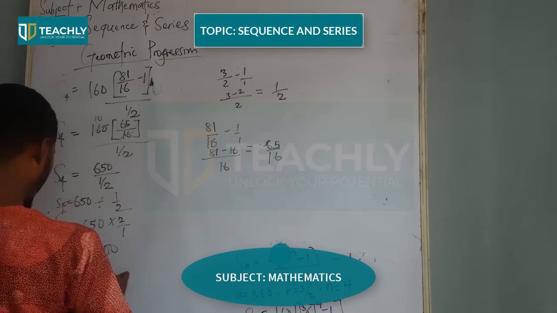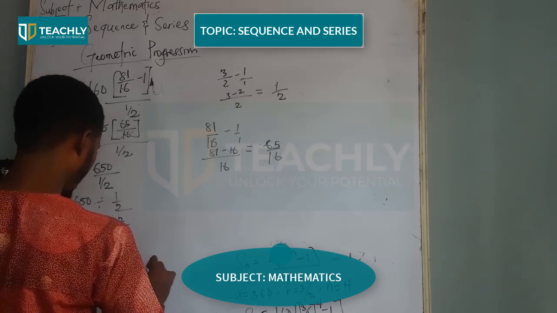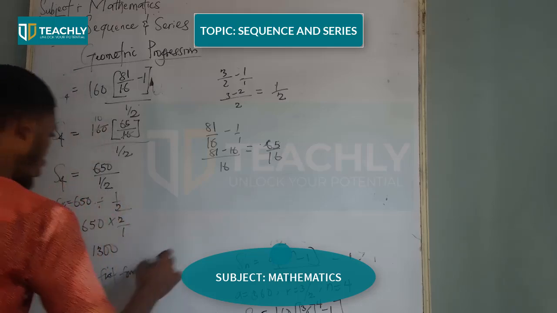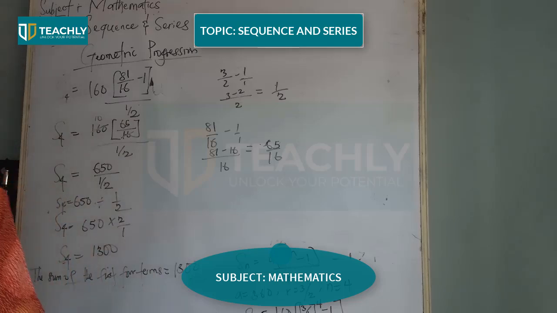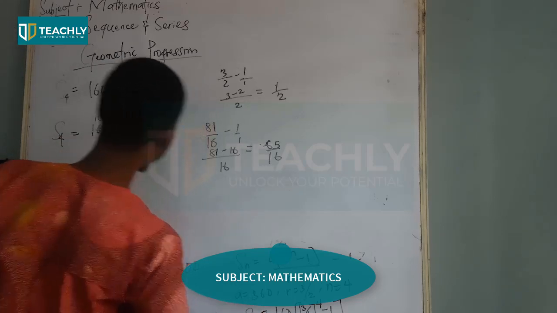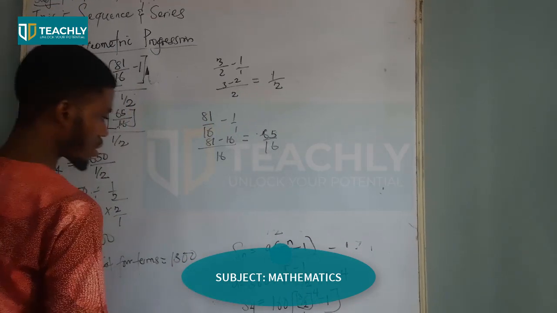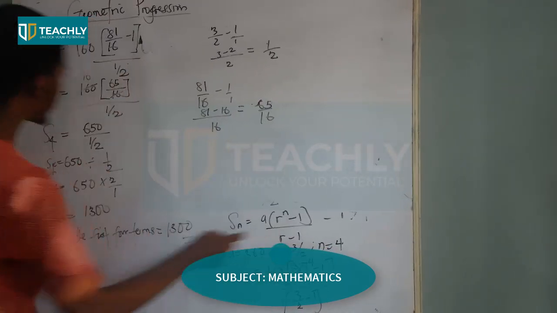So the sum of the first 4 terms is equal to what? 1,300. It's going to give me 1,300. So from here, I explained how we simplified this, and then how did I get it? 3 raised to the power of 4 is going to give me what? 81. 2 raised to the power of 4 is going to give me what?